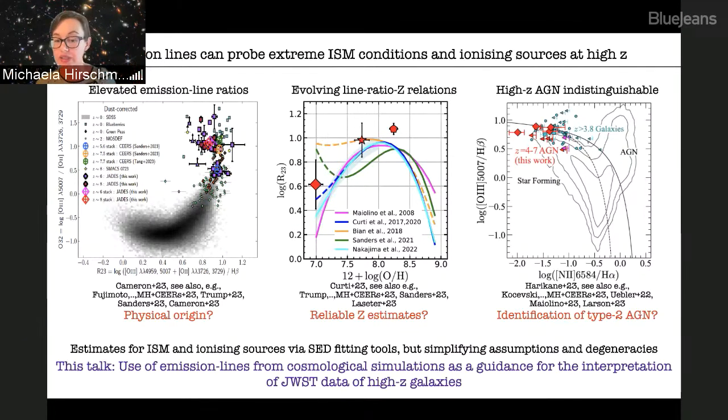In general, for the interpretation of emission lines, we can certainly use different SED fitting tools combined, for example, with large grids of photoionization models. But we have to keep in mind they suffer from strong degeneracies due to their typically large free parameter space. So instead, in this talk, I would like to discuss an alternative way of how we can interpret these high redshift emission lines, namely by modeling them in a cosmological context, taking advantage of modern cosmological simulations.